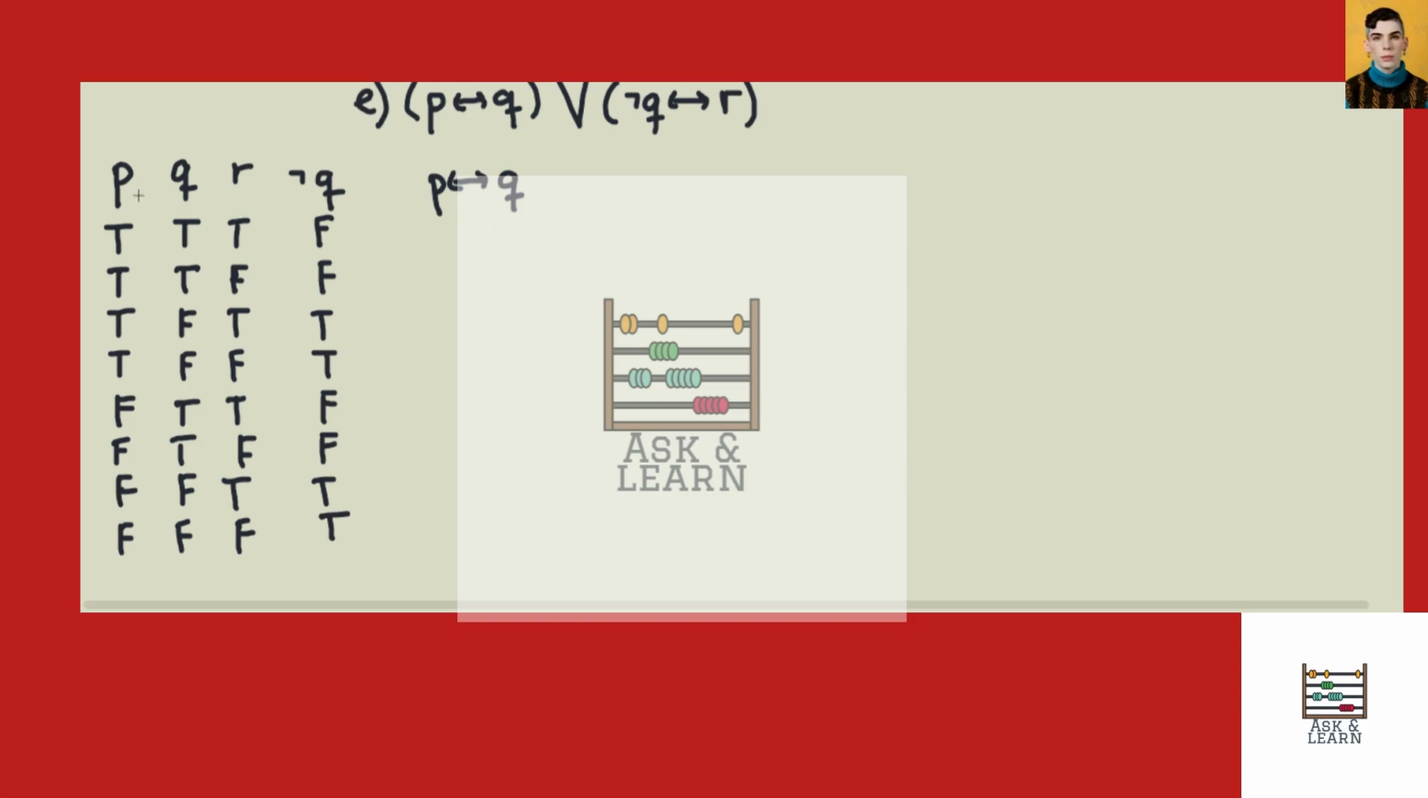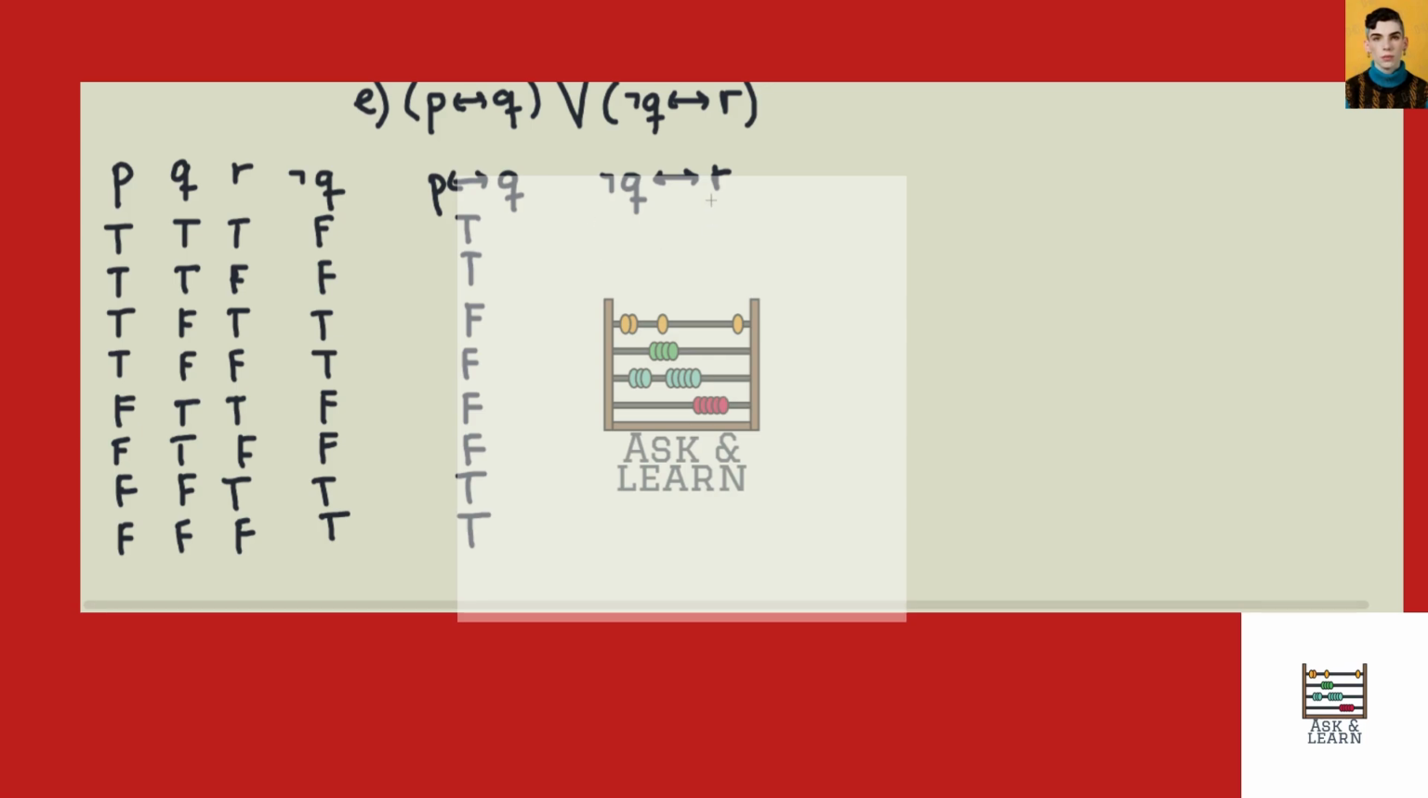So we are looking at the first two columns. So true, true is true, true, true is true, true, false is false, true, false is false, false, true is false, false, true is false, false, false is true, false, false is true. Now we'll write down the second compound proposition and solve for those truth values.